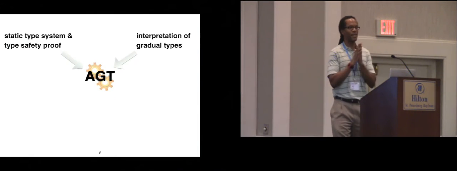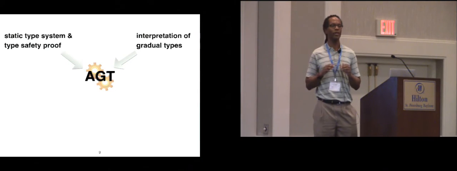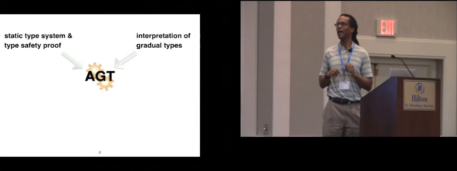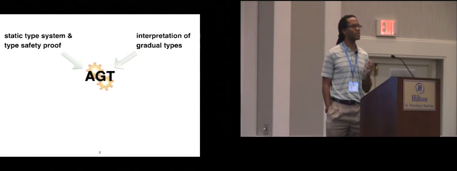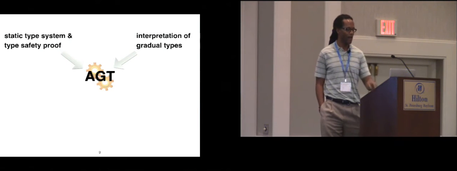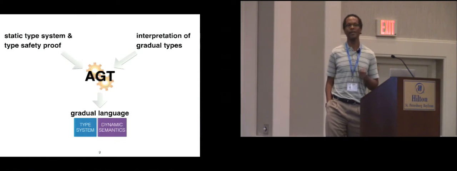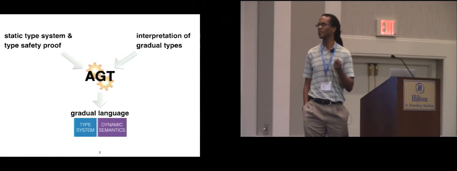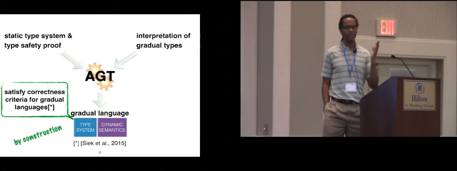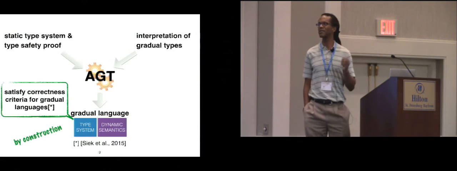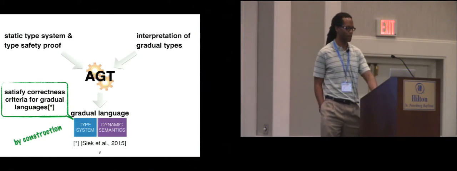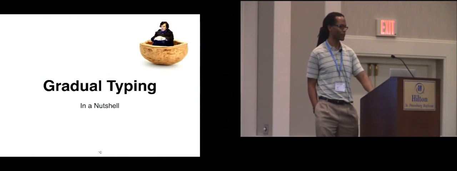The idea is that AGT takes as input a pre-existing static type discipline, including the proof of type safety, and a language-designer-chosen interpretation of gradual types in terms of the underlying static types. What it produces is a complete gradually typed language, including static semantics and dynamic semantics. And by construction, the resulting language satisfies a set of correctness criteria that were put forth by Siek and colleagues for gradual languages about a year ago.